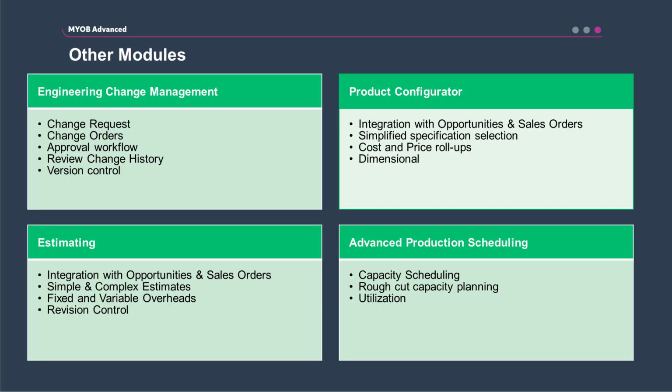Other than those three core modules, we also have more advanced modules within the Manufacturing Edition. One of them is engineering change management. So this allows you to incorporate an approval process for when you make changes to the BOM. We also have an estimating tool that allows you to set up an estimate for custom products that you sell to your customers. We also have a product configurator, which allows you to set different specifications for a product that you sell.